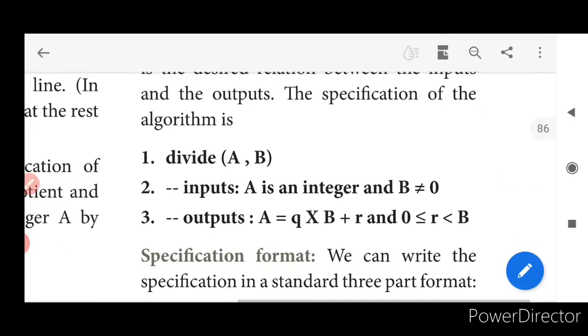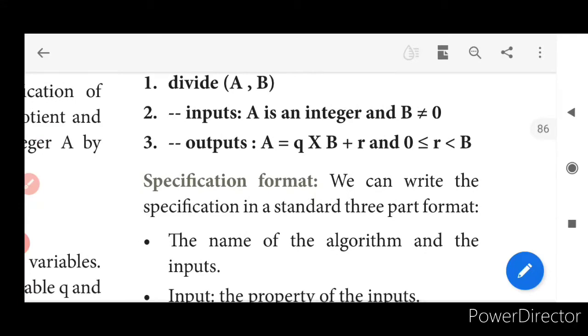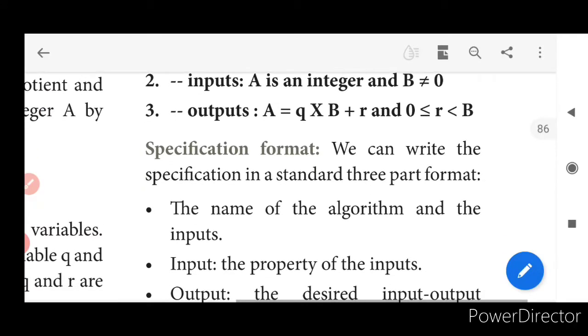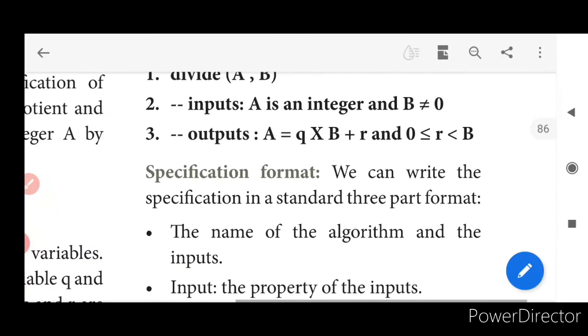Now they have written the algorithm. Divide a, b is the process that we wanted to do. What is the input? a is an integer, b should not be equal to 0. What is the output? a is equal to q into b plus r, and the remainder should be within 0 and b. The value can be 0 also. It can't be more than your b value.